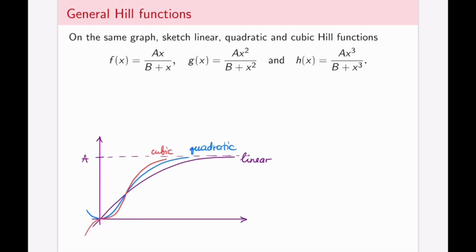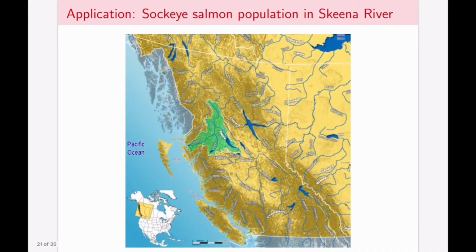Now, these are what we call continuous functions. They are where every single point corresponds to a point on the graph. On the flip side, we might have something that is given by data points that are discrete. So let's take a look at this application of the sockeye salmon population in Skeena River.